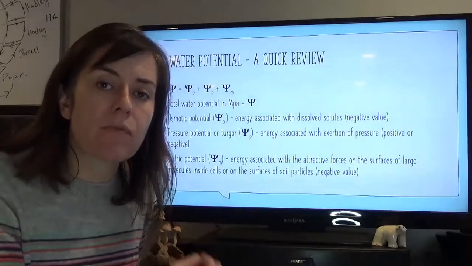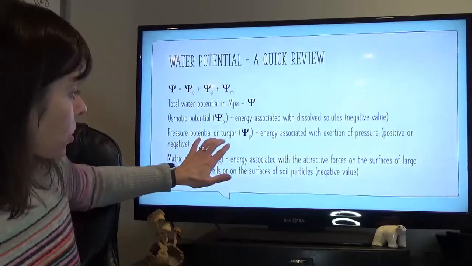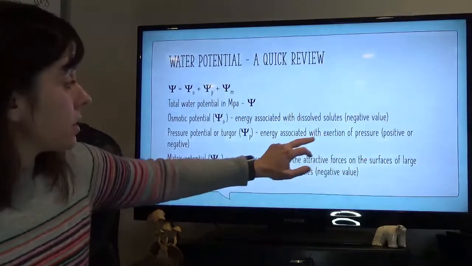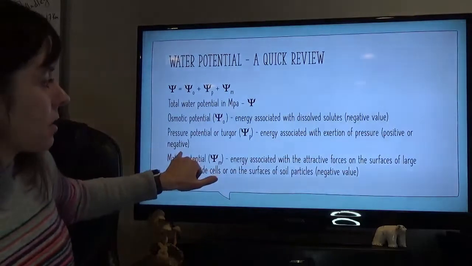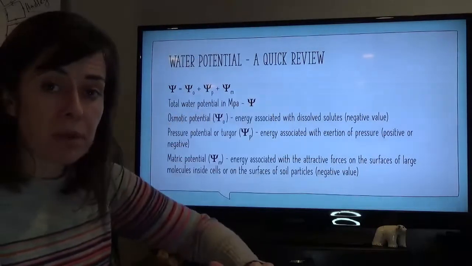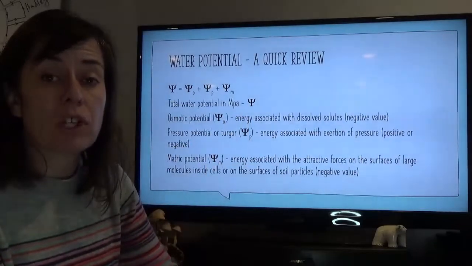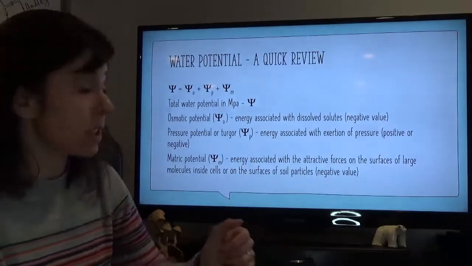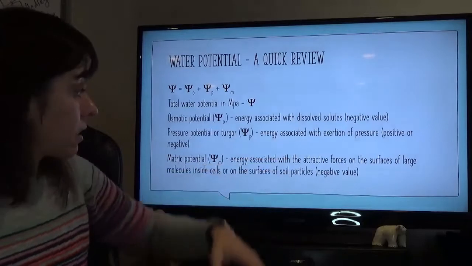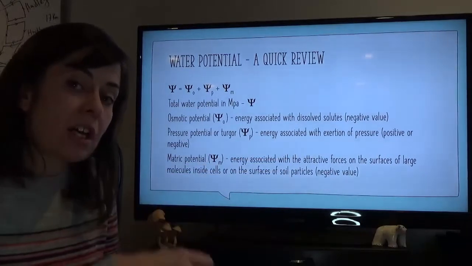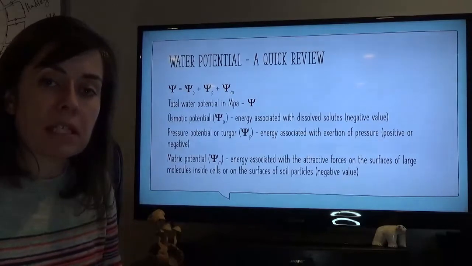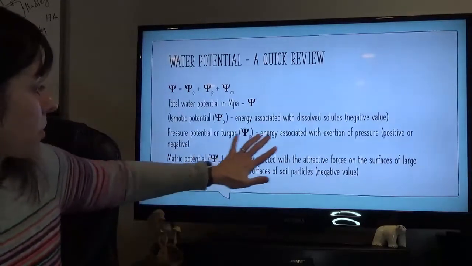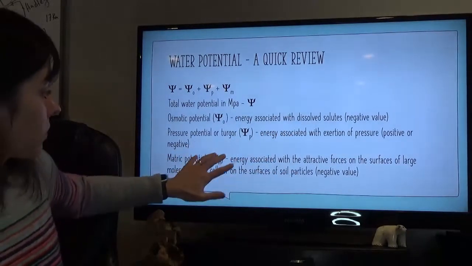Any solutes reduce the free energy of water. Pressure potential, or turgor, is energy associated with the exertion of pressure, either positive or negative. And this dictates whether it's a negative or a positive value. A positive pressure increases the free energy of water, and so it will act to move water from that area to an area of lower water potential. Whereas negative pressure potential, or suction, acts in the opposite way. It reduces the free energy of water. It holds it more tightly, and so that will be a negative value. So pressure potential can be either negative or positive.